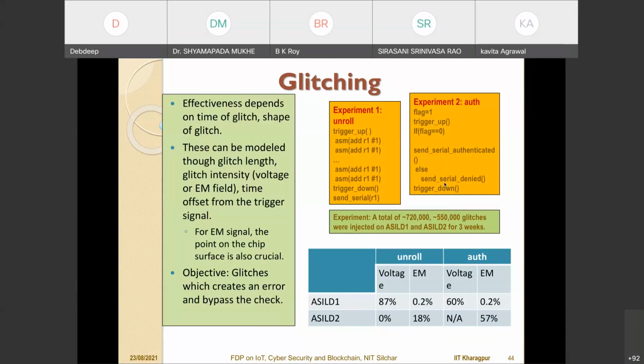We call that an unrolled experiment. The second one is an authentication experiment. We found that in the ASIL D1 chip, the report says that when you are doing voltage injection, 87% of the time it is unable to detect it. It doesn't throw any alarm, but the output is wrong, which means the chip is exposing a wrong output and is not really understanding that a fault attack or fault is being injected.